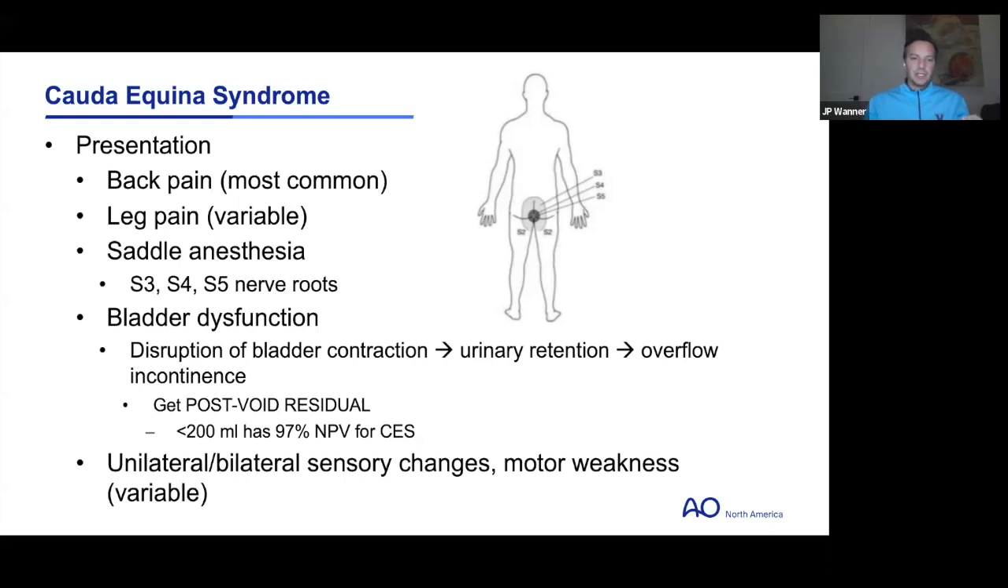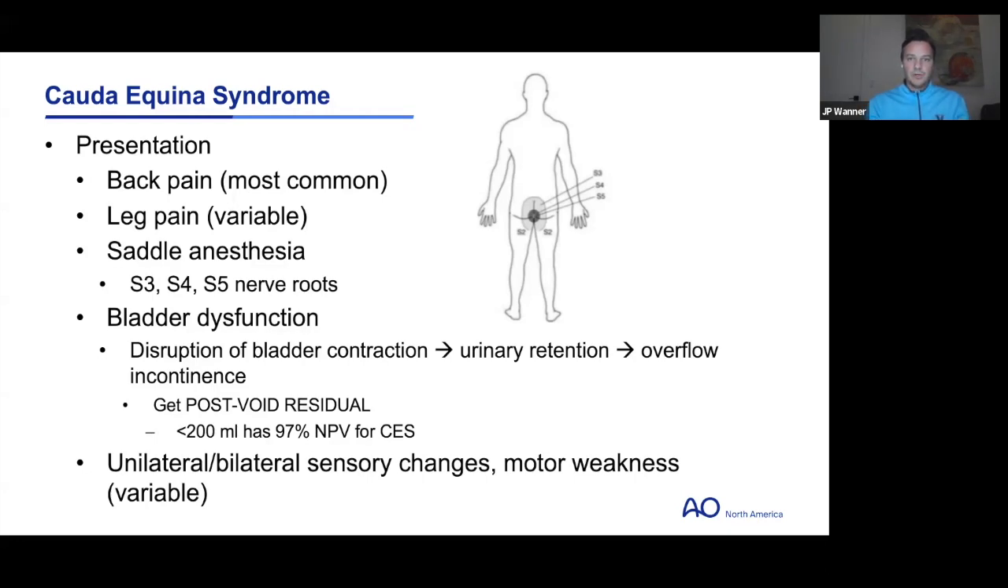And then the saddle anesthesia comes from those S3, 4, 5 nerve roots, and that's that perianal sensation area. And so that's why you get the perianal or saddle anesthesia that is the hallmark for cauda equina. So again, they don't always have to have leg symptoms. They can just present with bowel, bladder symptoms and then this perianal sensation. So for these, it can be an emergency.